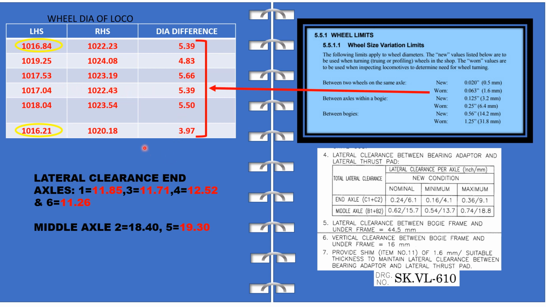There are two things to be seen over here. One is that this wheel diameter has almost reached the minimum limit. And here we have all the wheel diameters on the same axle exceeding the limit of 1.6 by almost 4.5 times. Another important thing we need to see is that all the wheels on the right hand side have larger diameter. All the wheels on the left hand side have smaller diameter.